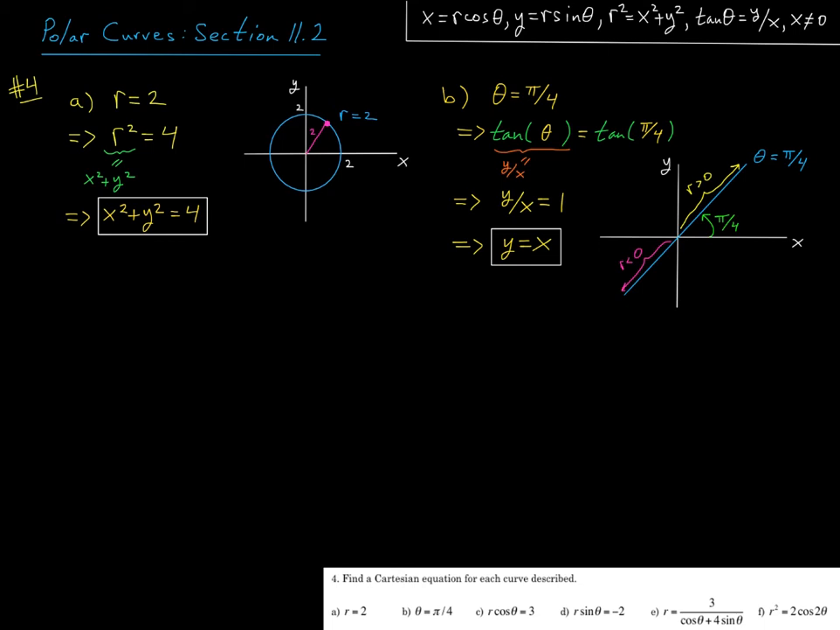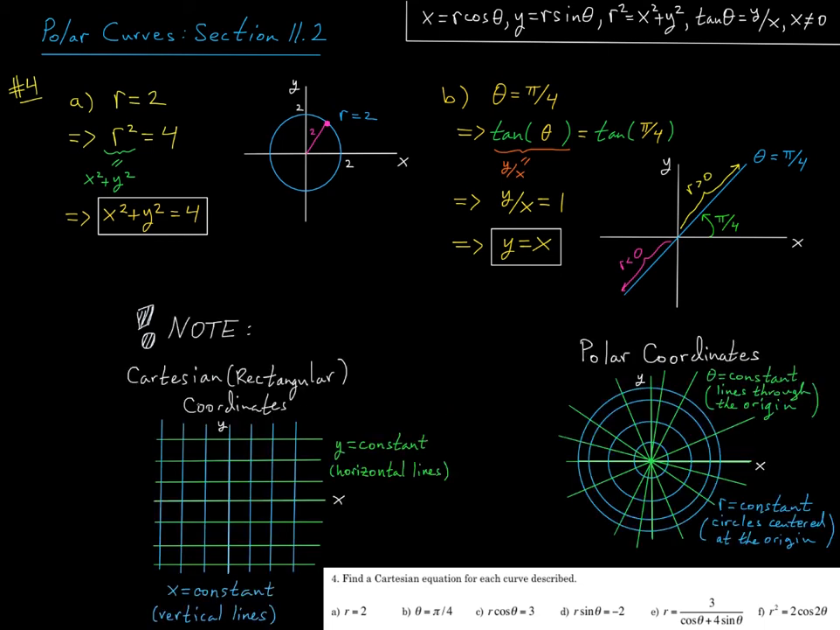So now we want to generalize these two examples before we move on to part C. First note that in the Cartesian, or what's also known as the rectangular coordinate system, setting x to various constants gives us a family of vertical lines, and setting y equal to various constants gives me a family of horizontal lines. And these blue vertical lines and these green horizontal lines partition the xy plane into a bunch of rectangles, hence the name rectangular coordinate system.